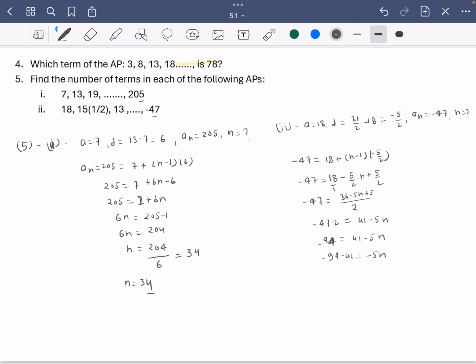So it is going to be 90 and 40, 35 is going to be negative 5n. So n is going to be negative 135 over negative 5. So it should be the 27th term.